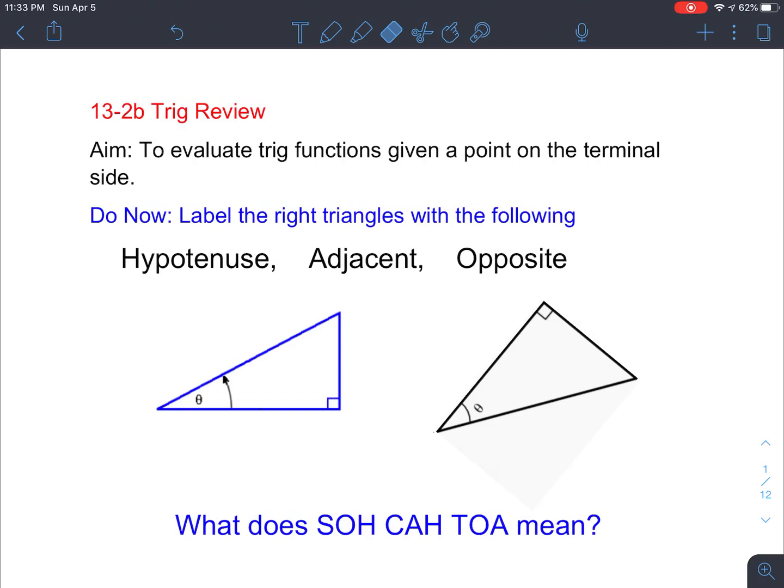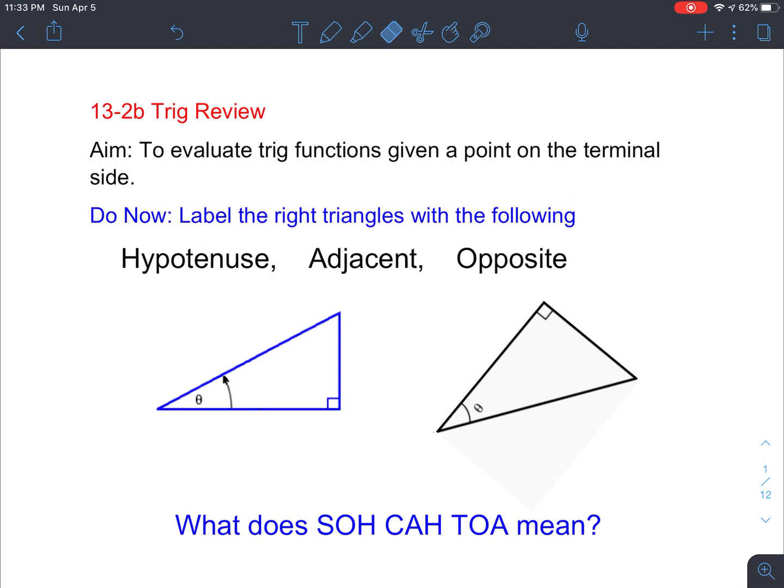Welcome to my video on 13-2B trig review. Today we will be evaluating trig functions given a point on the terminal side. To do that, we do have to review a little bit of geometry, specifically the trig portion.